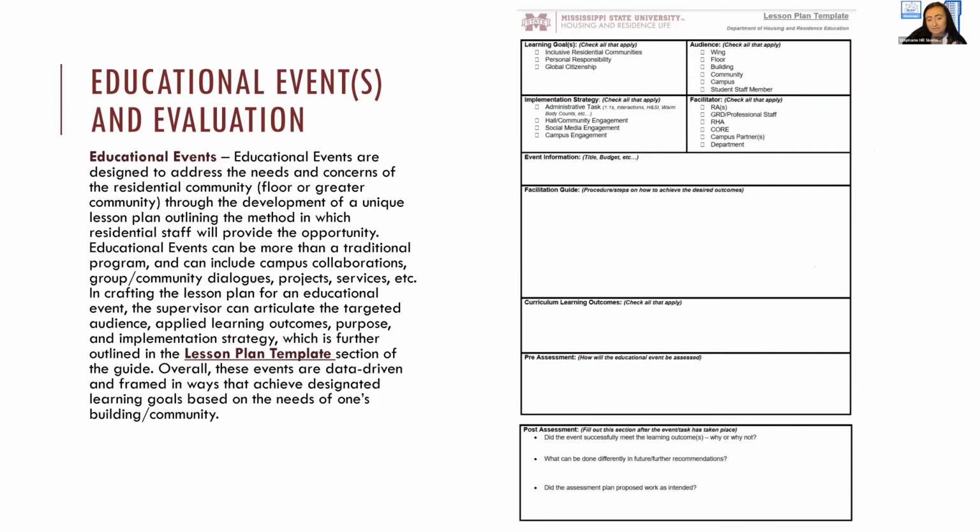So did this event meet the learning outcome? Yes or no, why or why not? What can be done differently? What are your recommendations for adaptability? Things like that, things you wish you would have done. And did your assessment plan work?